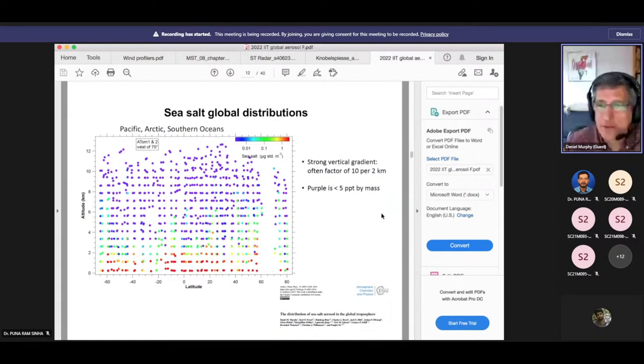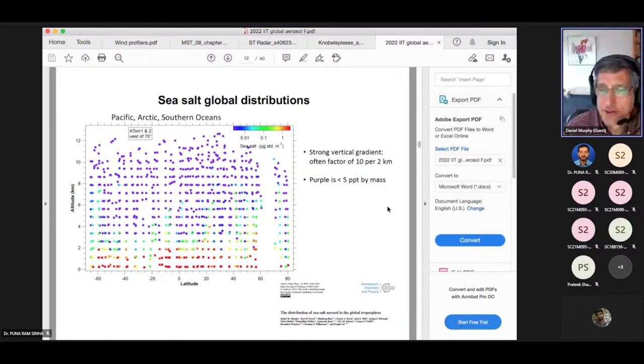And the vertical gradient, this is a multi-order log scale. The vertical gradient is very strong. There is more than 1,000 times less sea salt in the upper atmosphere than there is near the ocean surface. And the purple is actually less than 5 parts per trillion of ocean sea salt. And we can actually measure with our instrumentation down into that range, which is really a new result.